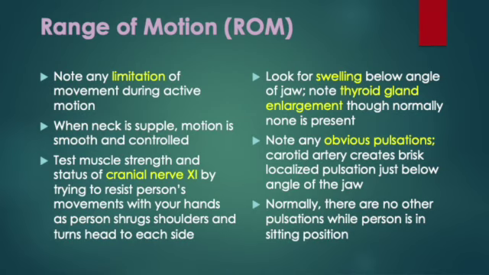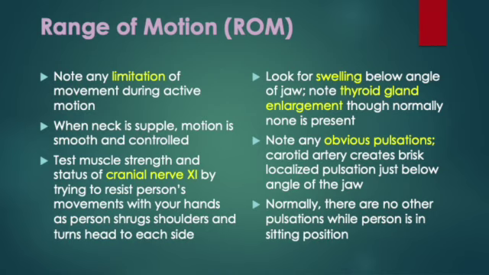What we are testing now when we're checking the range of motion of the neck and then additionally the shoulder movement, because remember that neck muscle connects from the bottom of our skull, the bottom of our jaw, going to our clavicle and shoulder area. We're testing the muscle strength and the status of cranial nerve 11.